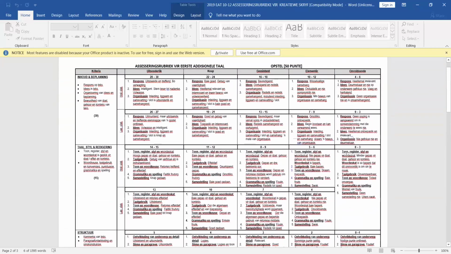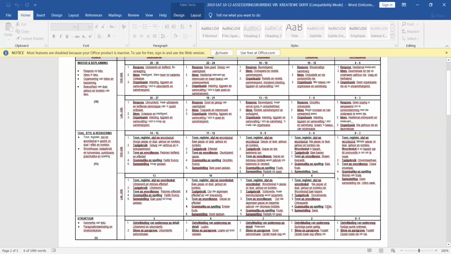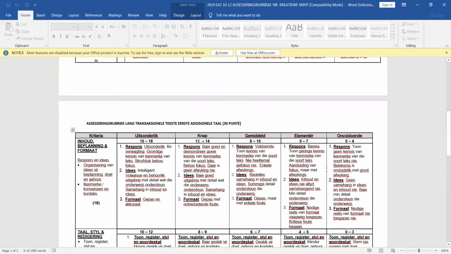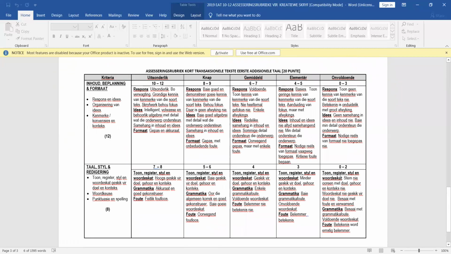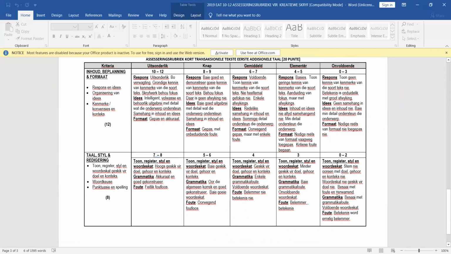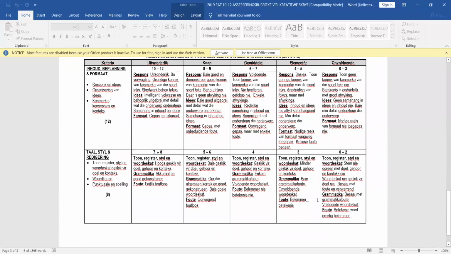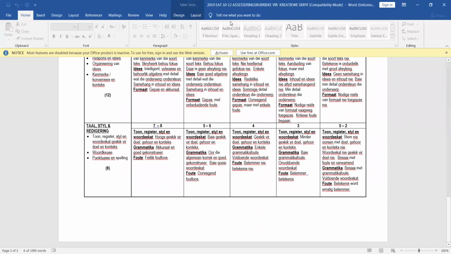Over here is our essay one, which is a lot more detailed, but it basically talks about the same thing. And over here are the short transactional texts, and once again, it's the same thing. So those are just some hints and tips for writing your essays, and it's just the little checklist that I was talking about.